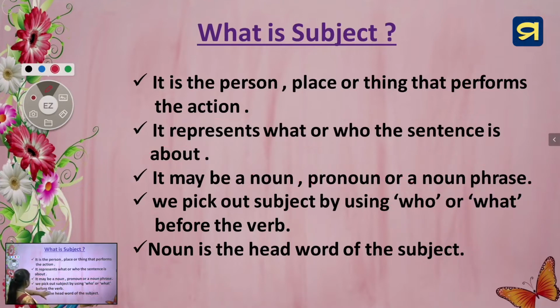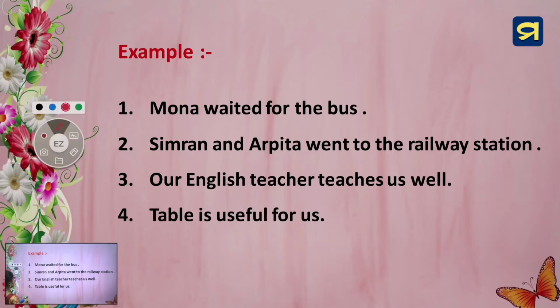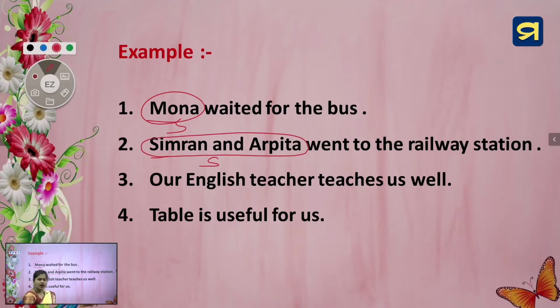Okay, here are some examples. See, Mona waited for the bus. Question yourself, who waited for the bus? Obviously, Mona waited for the bus. So here the subject is Mona. Next, Simran and Arpita went to the railway station. Who went to the railway station? Both Simran and Arpita. Okay, so here subject is Simran and Arpita.